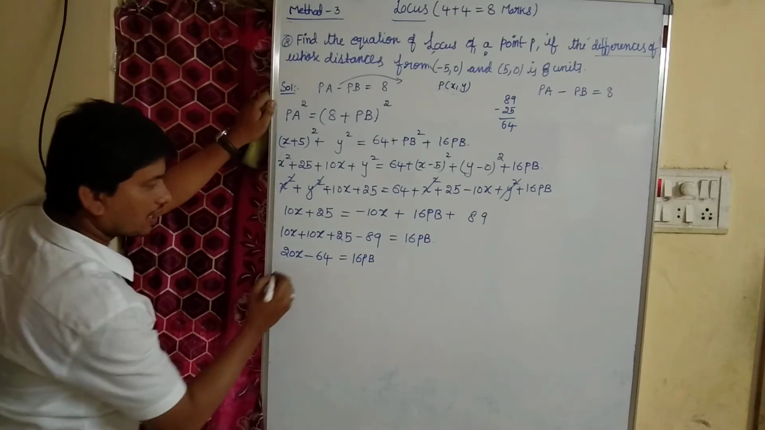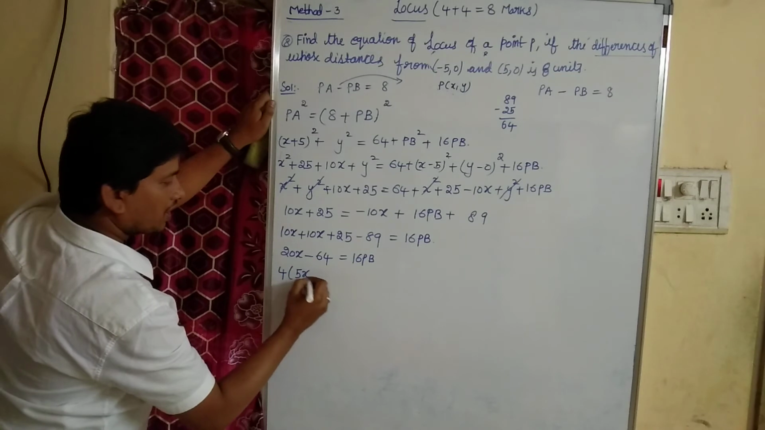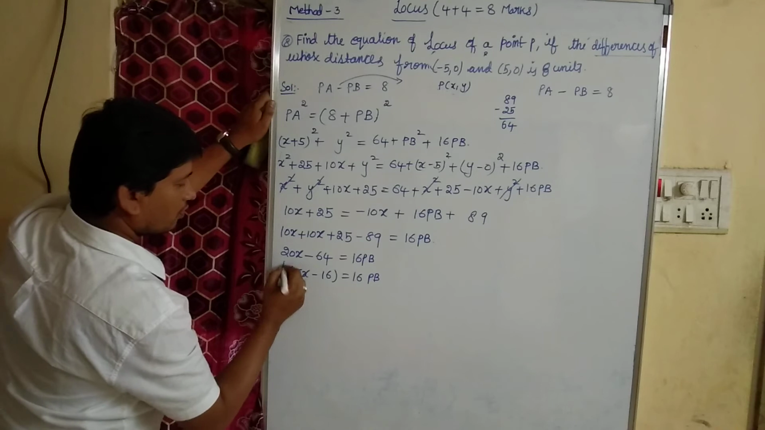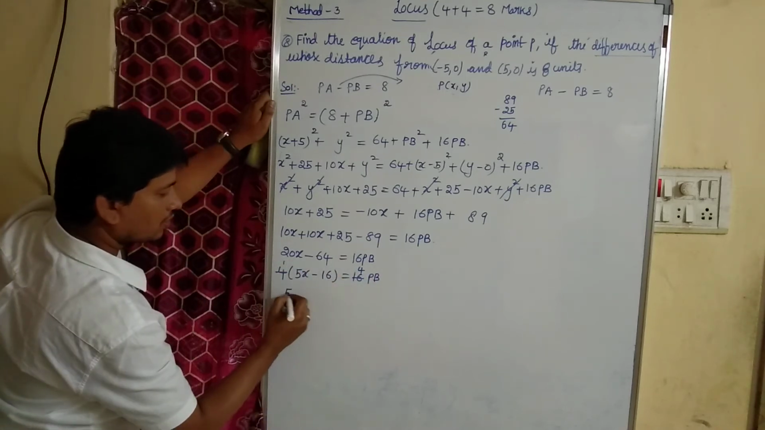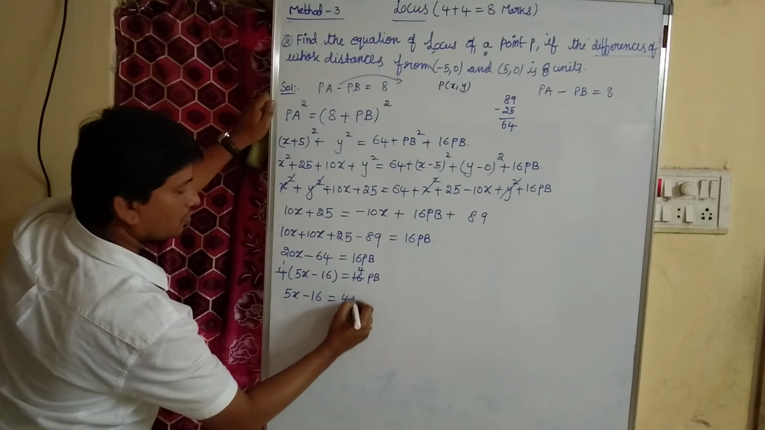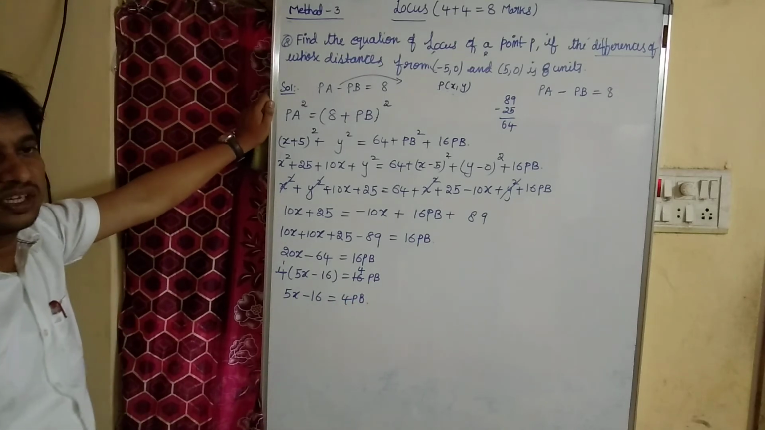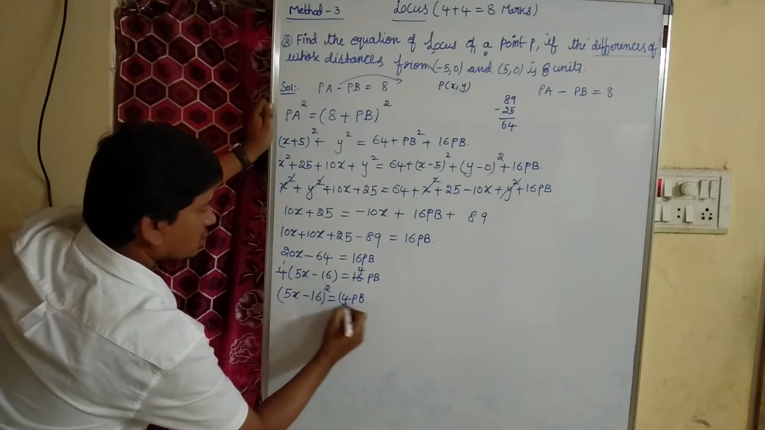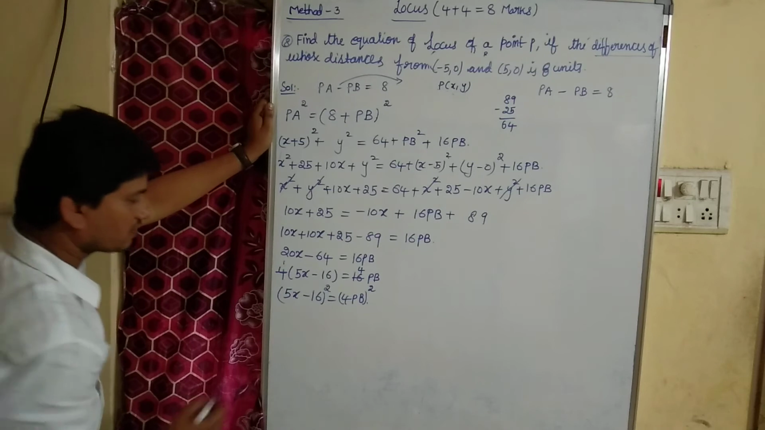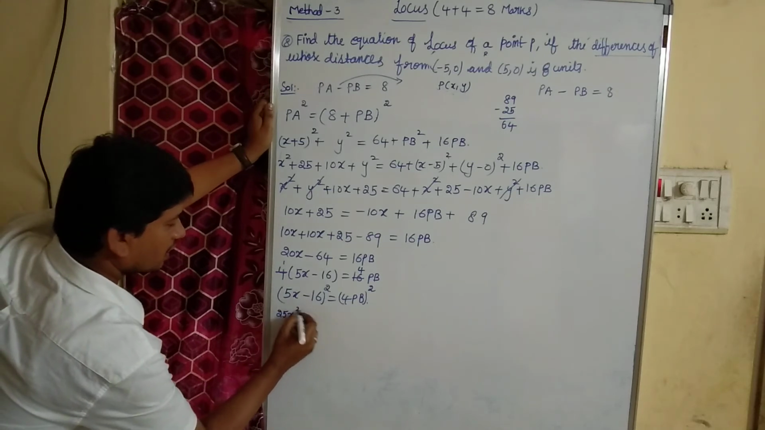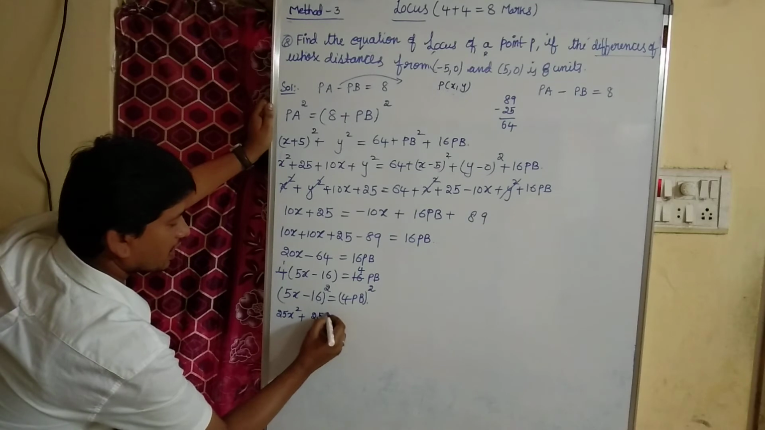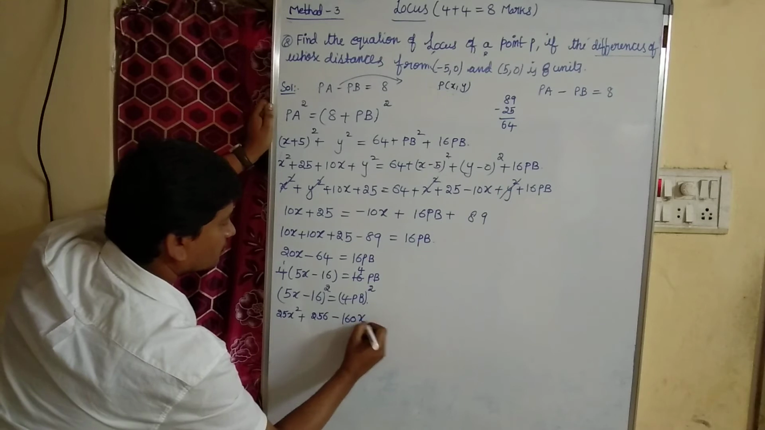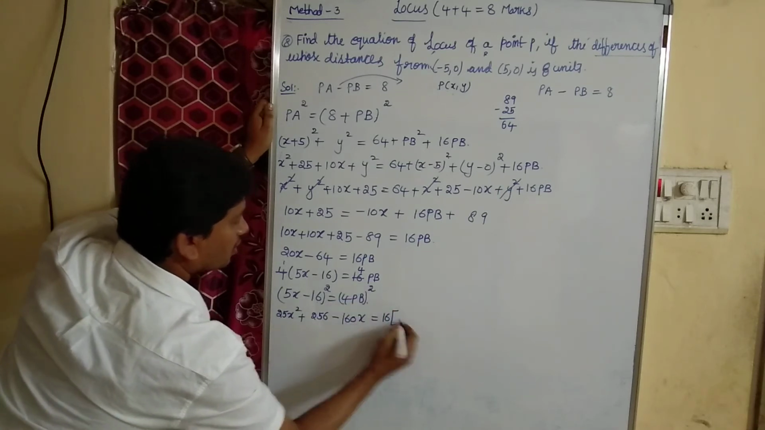Let us take 4 as common: 4 fives are 20, 4 sixteens are 64, equals 16 PB. 4 ones are 4, 4 fours are 16. So 5x minus 16 equals 4 PB. Again what to do, children? Squaring on both sides. (5x minus 16) whole square equals (4 PB) whole square. That is 25x square, plus 16 square is 256, minus 2 fives are 10, 10 into 16 is 160, equals 4 square, which means 16 PB square.